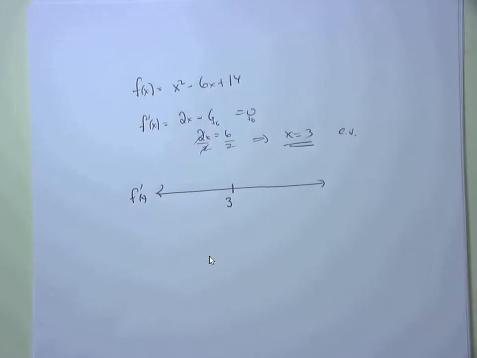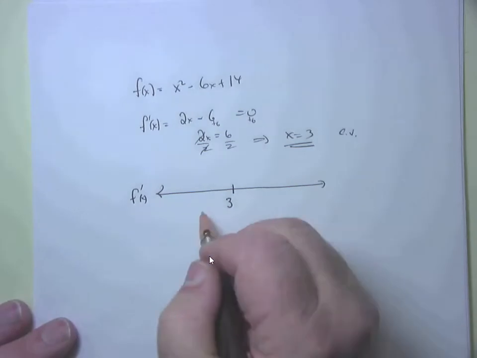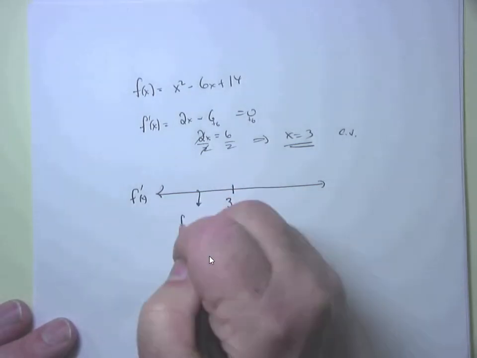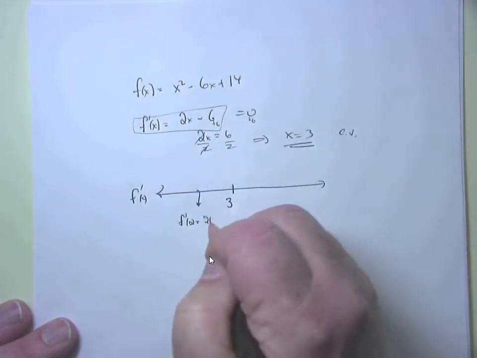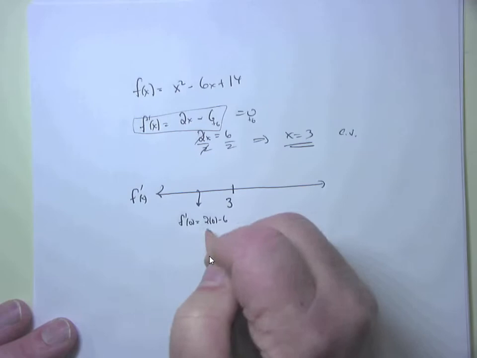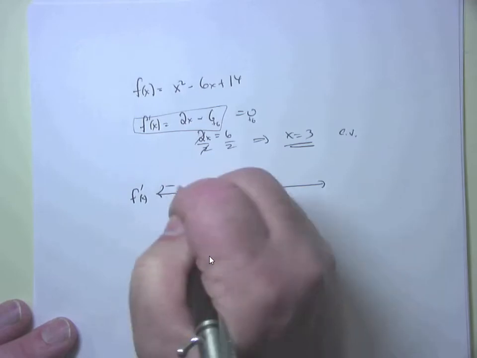Now, do test values. Pick a number less than 3. I choose 0 because I have a brain. So f prime of 0, plugging into my derivative: 2 times x, which is 0, minus 6. 2 times 0 is 0, minus 6 is negative 6. It's negative.